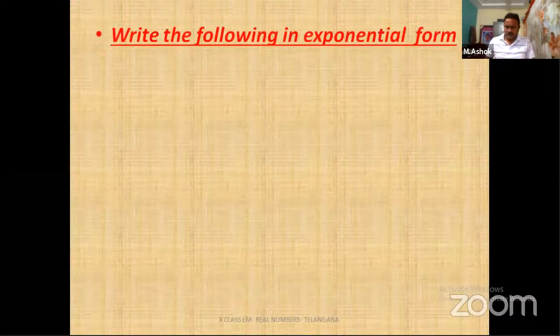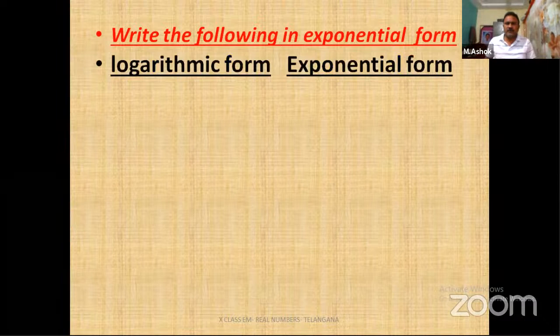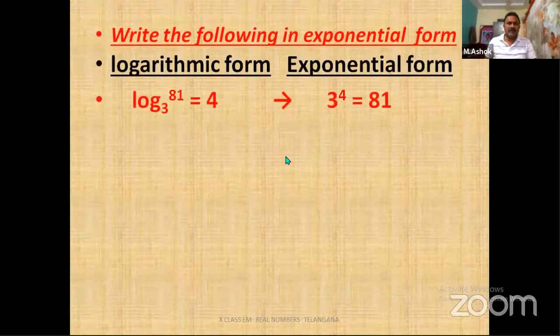So look at once. Write the following in exponential form. He has given the logarithmic form: log 81 base 3 is equal to 4. We have to change it into exponential form. Here 3 is the base. Logarithm of 81 base 3 is equal to 4, so it becomes 3 to the power of 4 is equal to 81. Here also base, here also base. It is the exponential form of this logarithmic form. If he gives the exponential form, that is 3 to the power of 4 equal to 81, you should write the logarithmic form as log 81 base 3 is equal to 4.